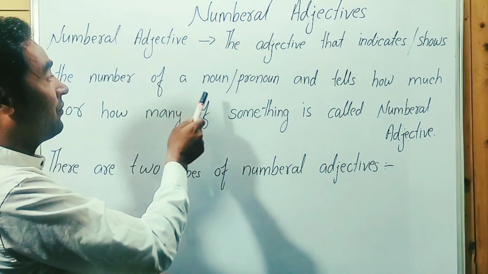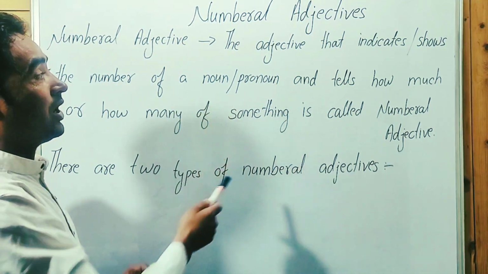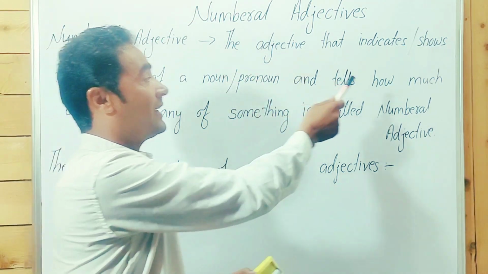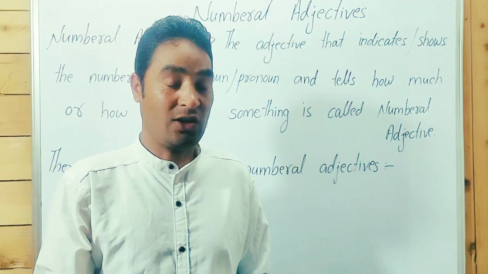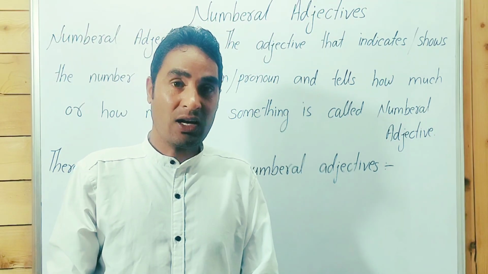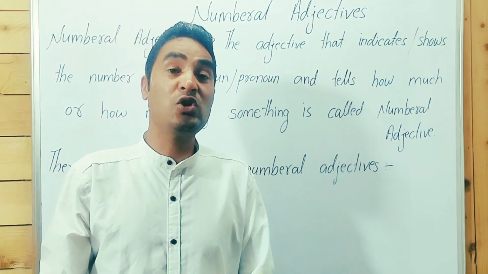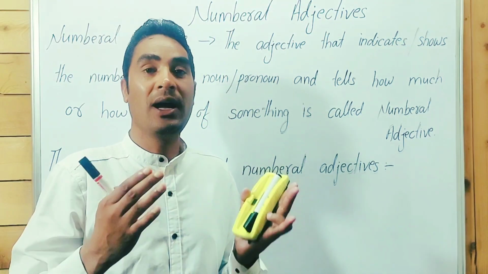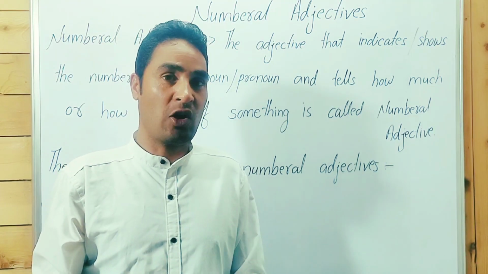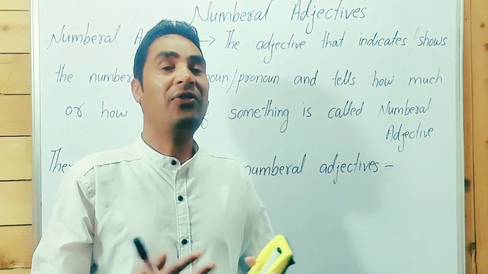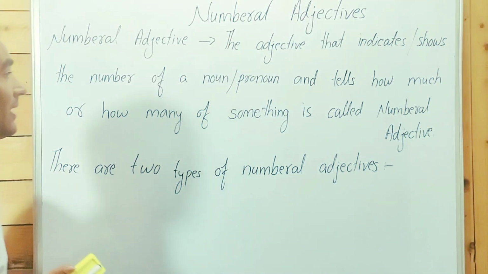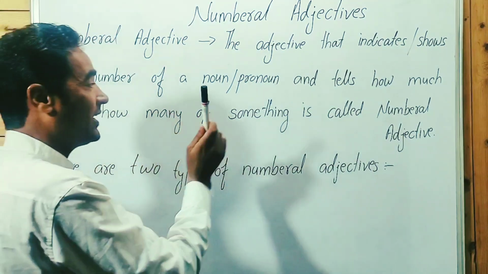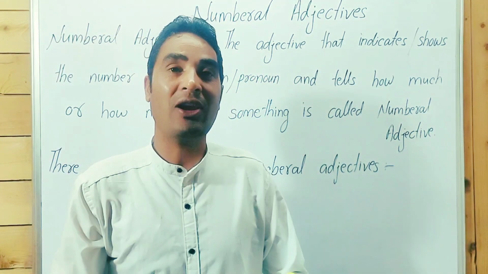A numeral adjective tells how much and how many. How much is used for uncountable nouns, and how many is used for countable nouns. We will learn about it further. So the adjective that tells us how much or how many of something is called numeral adjective.